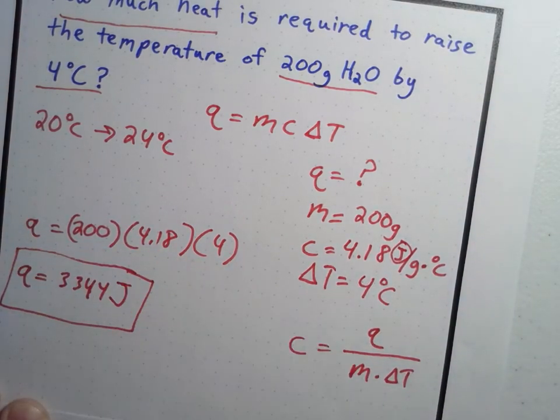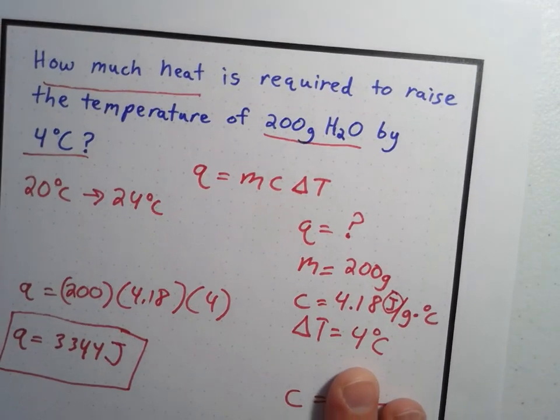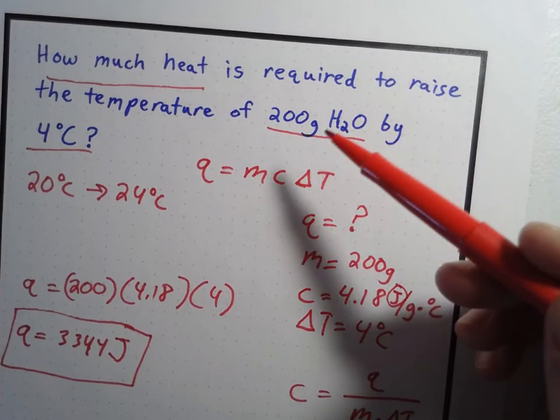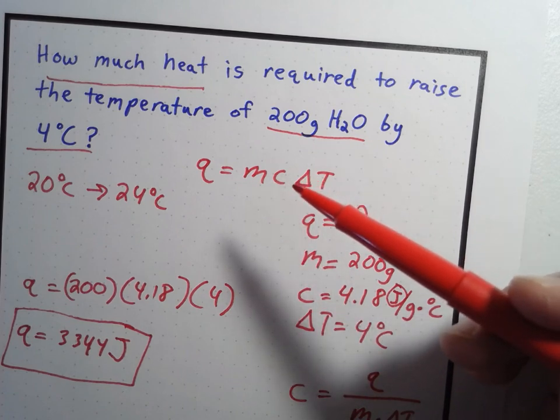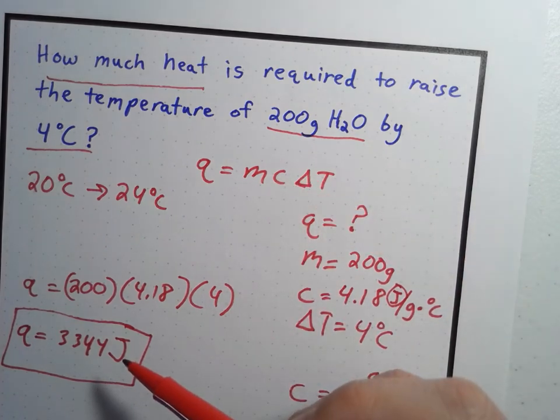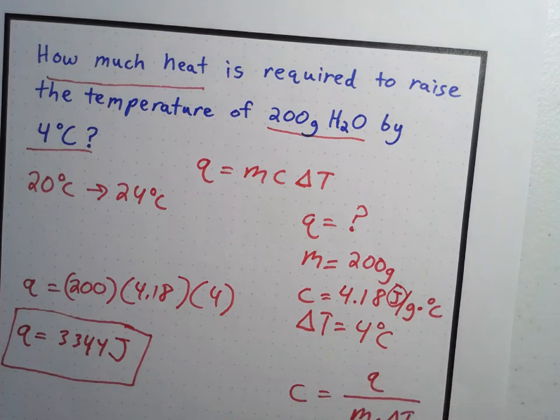So what did this problem tell us? Well, if you want to take 200 grams of water and you need to raise its temperature by 4 degrees Celsius, you're going to have to supply 3,344 joules of heat. So again, this is just a basic example. In future videos, we'll look at something a little bit more complicated, but this gives you a pretty good foundational understanding of specific heat and how it could be applied.